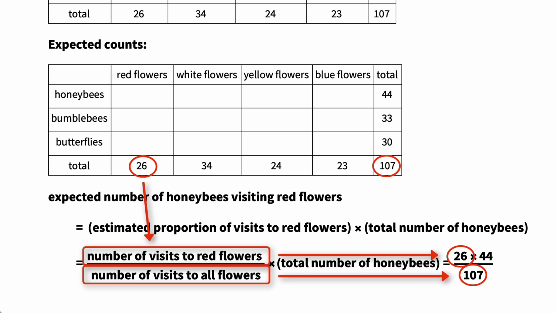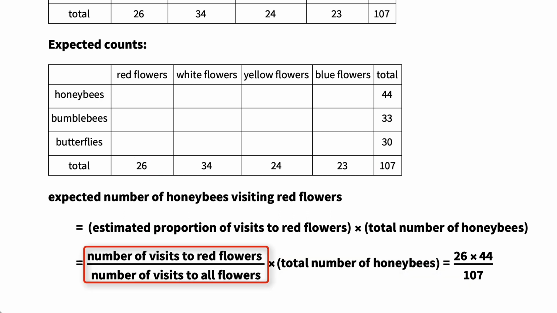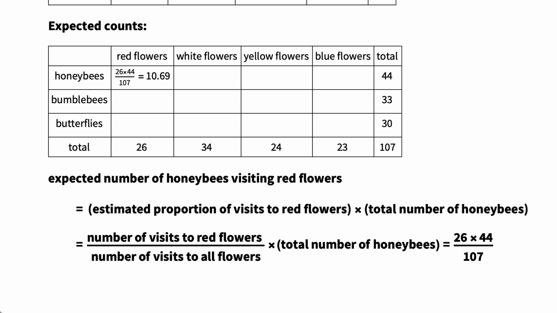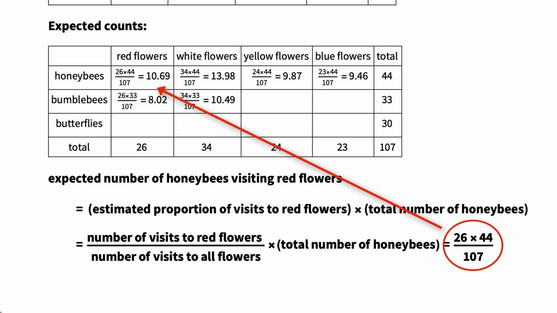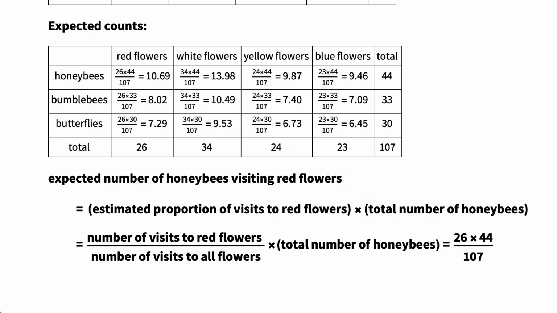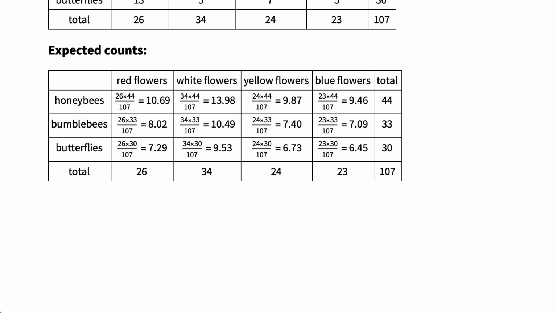The expected number of honeybees visiting red flowers is that proportion multiplied by the total number of honeybees, or 26 divided by 107 times 44. This result can also be calculated as the product of the marginal total for that row multiplied by the marginal total for that column divided by the total number of counts in the table. This same calculation can then be repeated to find all of the entries in the table of expected counts.